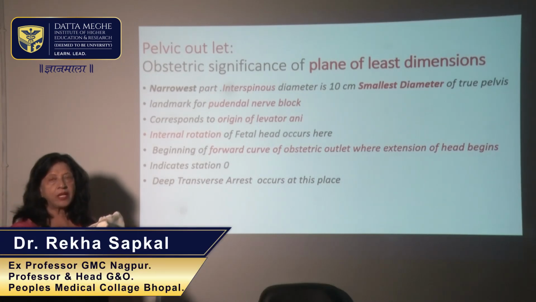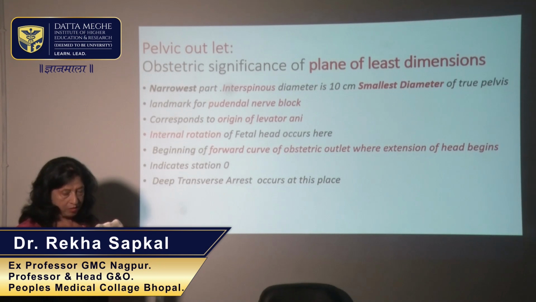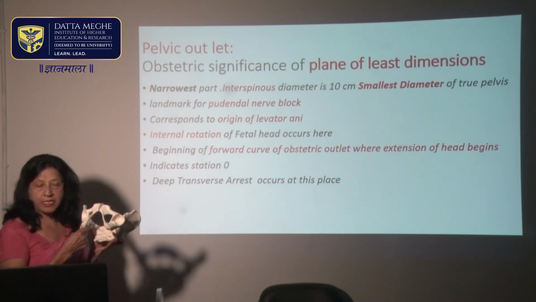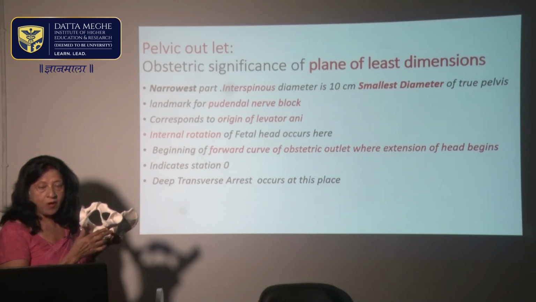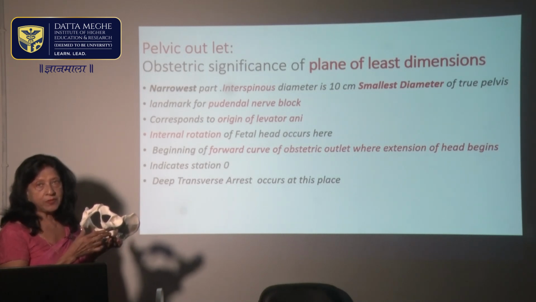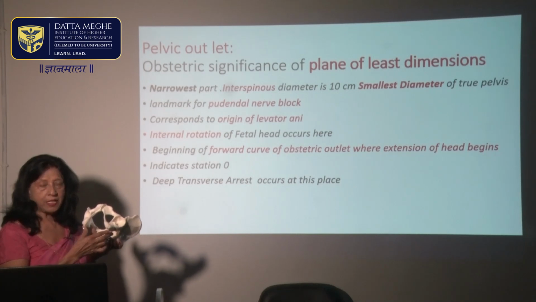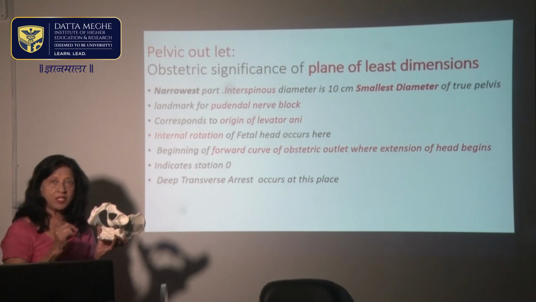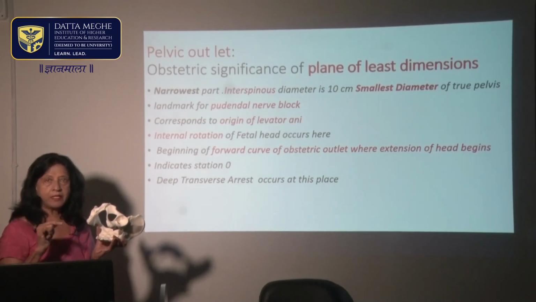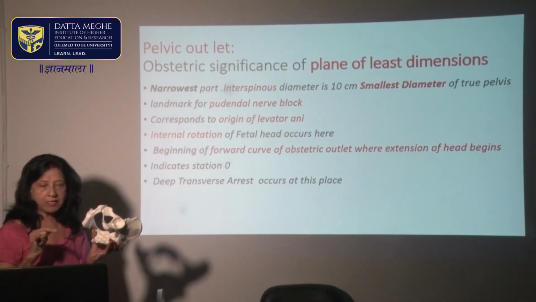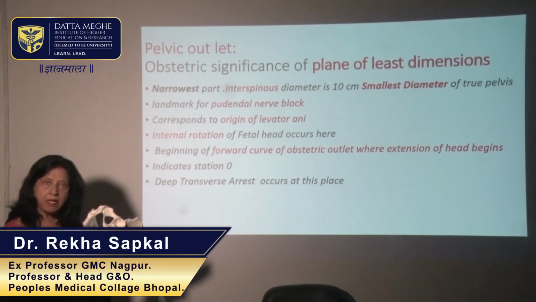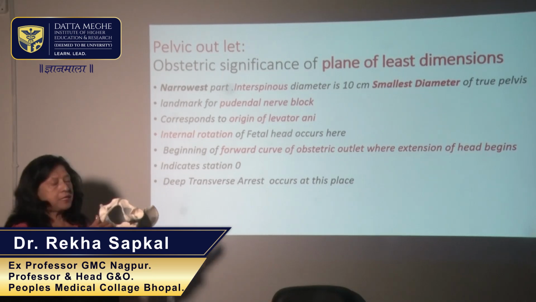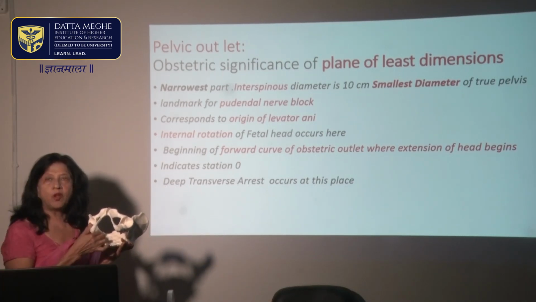What is the significance of this obstetric outlet in practice? The interspinous diameter is the narrowest part, and the smallest transverse diameter of the pelvis is the interspinous diameter. It is 10 centimeters. This is very important from the MCQ point of view. So, remember the least transverse diameter of the pelvis is the interspinous diameter. It is the landmark for the pudendal nerve block.